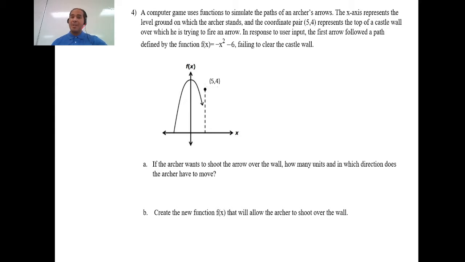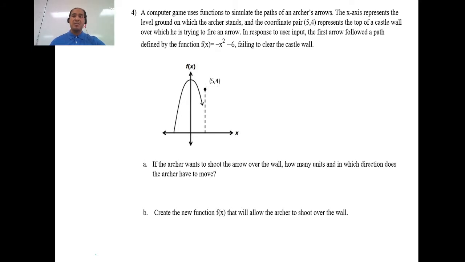We're shifting away from exponential functions and going into translations. We're going to apply it in this situation here, where we have a computer game that uses functions to simulate the path of an archer's arrow. We're shooting arrows up in the air, trying to get it over a castle. The x-axis represents the level ground on which the archer stands, and the coordinate pair (4, 5) represents the top of a castle wall over which he is trying to fire an arrow.